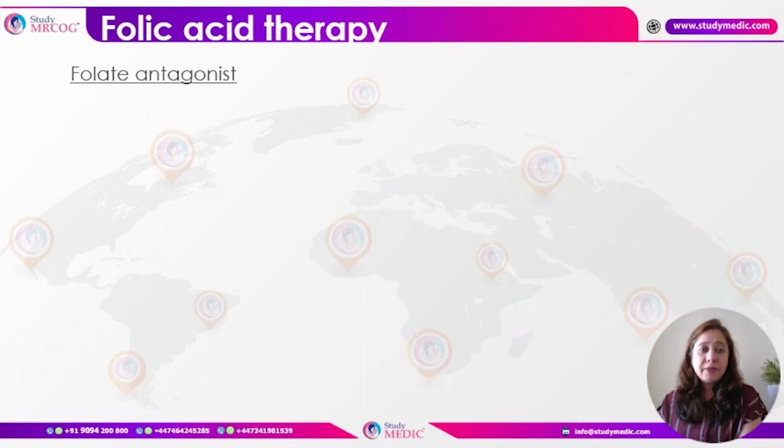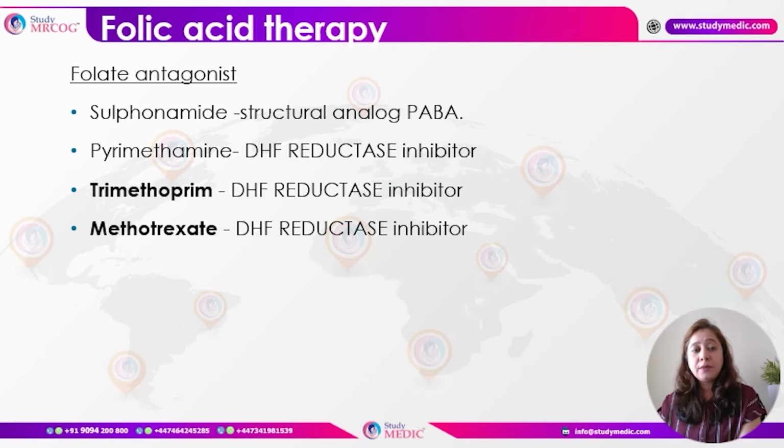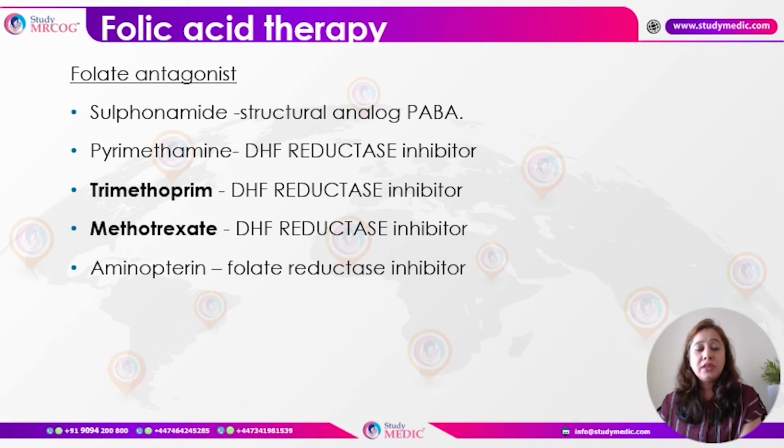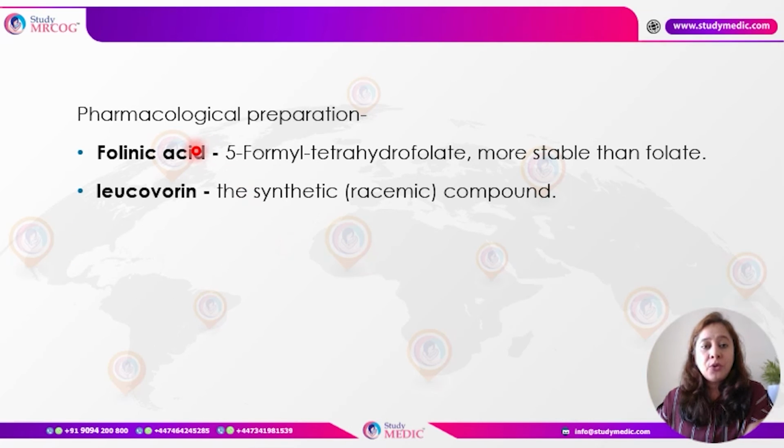So even some of the drugs like pyrimethamine, trimethoprim, methotrexate, they can present with folate antagonistic effects. They are inhibiting the various enzymes for folic acid activation. So methotrexate inhibits dihydrofolate reductase. So aminopterin inhibits the folate reductase enzyme. So these are some of the drugs which can inhibit the folic acid availability. Pharmacologically, there are some folic acid analogs like folinic acid, leucovorin, a synthetic compound, which are available in the market.